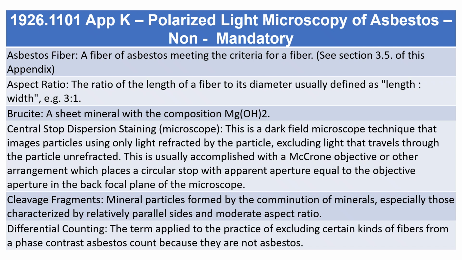This is usually accomplished with a Macron objective or other arrangement which places a circular stop with apparent aperture equal to the objective aperture in the back focal plane of the microscope. Cleavage fragments: mineral particles formed by the comminution of minerals, especially those characterized by relatively parallel sides and moderate aspect ratio. Differential counting: the term applied to the practice of excluding certain kinds of fibers from a phase contrast asbestos count because they are not asbestos.